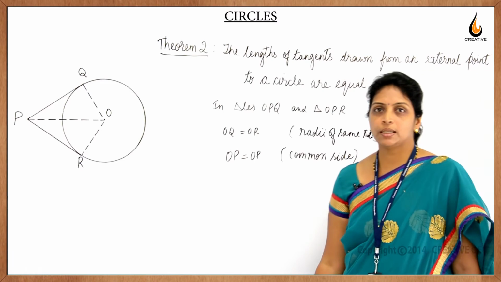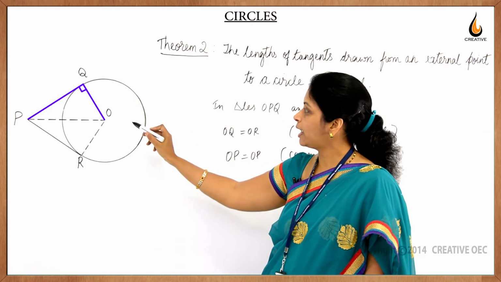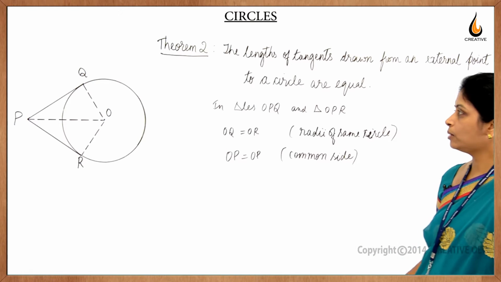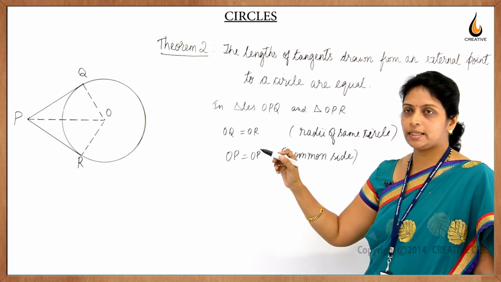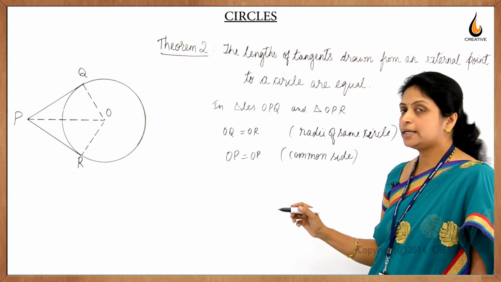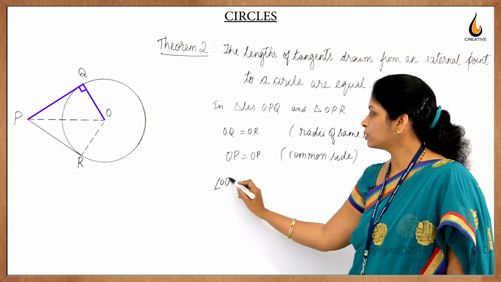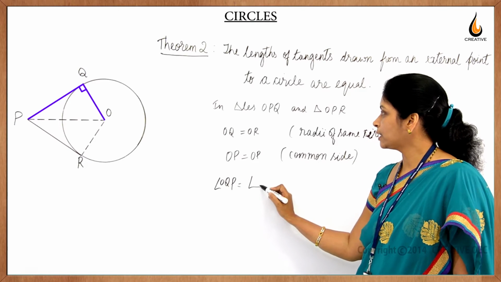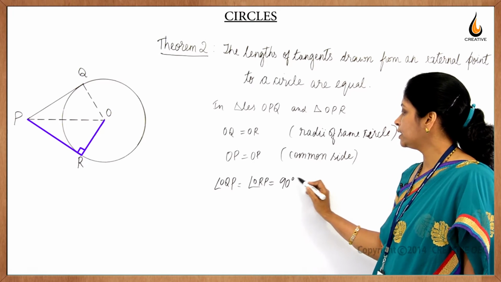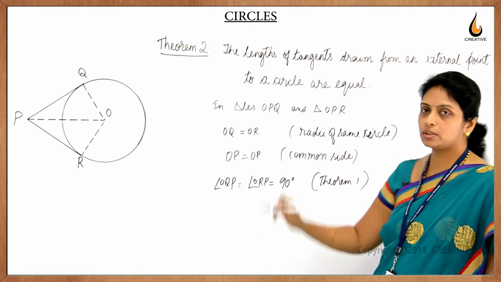And also from theorem 1 we have shown that angle OQP and angle ORP both will be 90 degrees because they are the angle formed between the radius and the tangent. The angle between the radius of a circle and the tangent will always be equal to 90 degrees, according to theorem number 1. So angle OQP is equal to angle ORP and both are equal to 90 degrees. This is from theorem 1. From theorem 1 we know that they are 90 degrees.